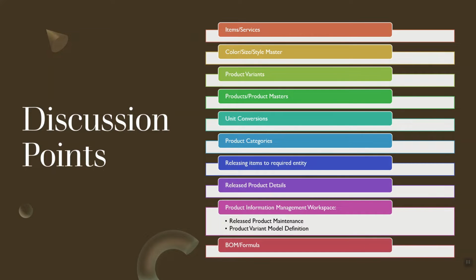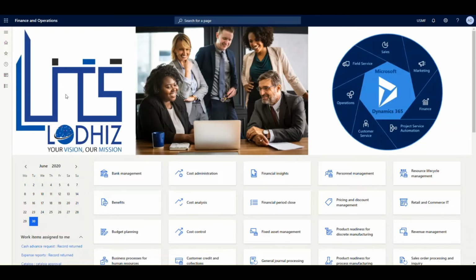Let us go through some of the discussion points in today's session: difference between item and services, color, size and style master, product variants, products and product masters, unit conversions, assigning and creating a product category, releasing an item to the required entity, released product details, product information management workspace such as release product maintenance, and product variant model definition, definition of bill of material and formula. In this session, we will discuss the creation of products and product masters.